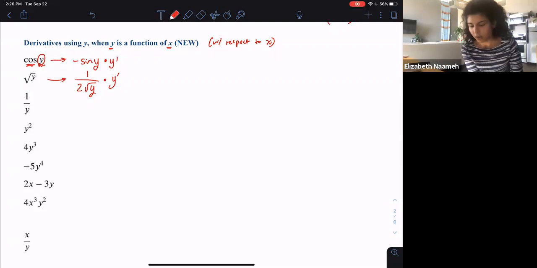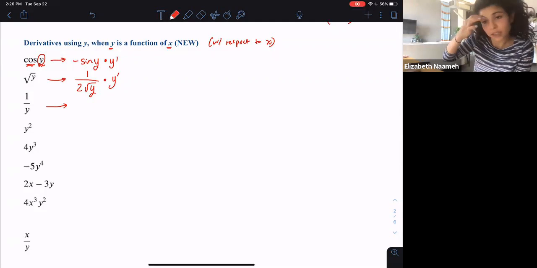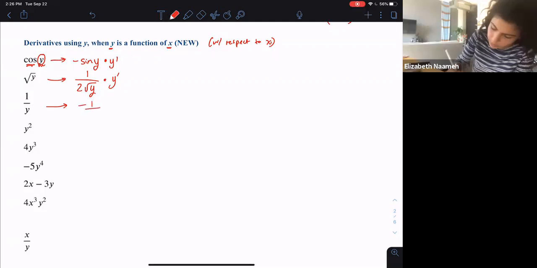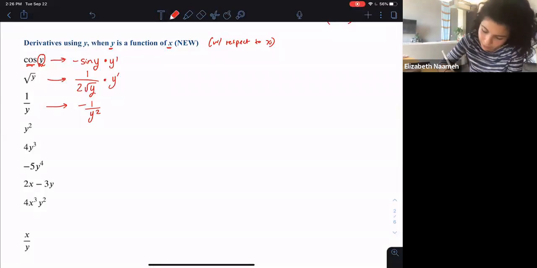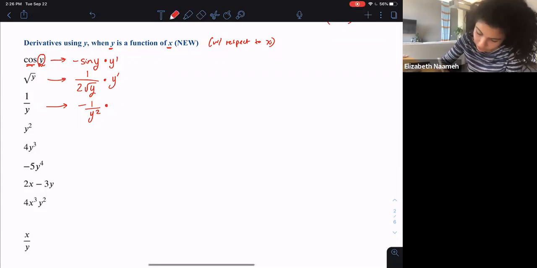Krista, what's the derivative of 1 over y? Do you remember? Negative 1 over x squared. So we're going to write negative 1 over y squared. But y is a function, so followed by the chain rule, what are we writing? Times y prime, just the derivative of the inside, which is y prime.